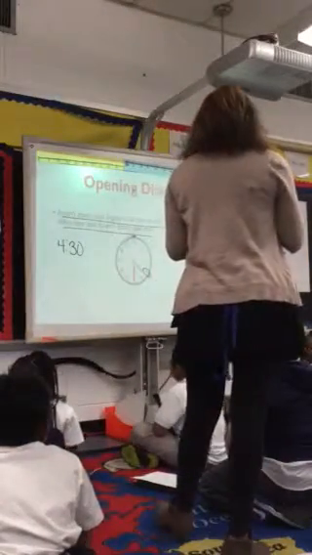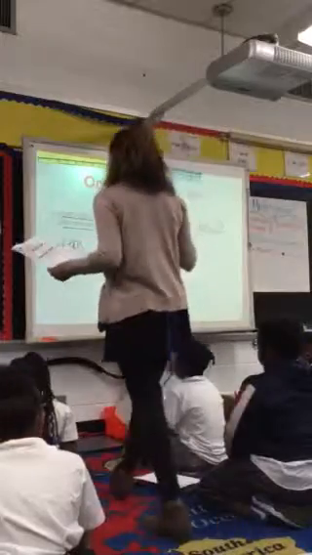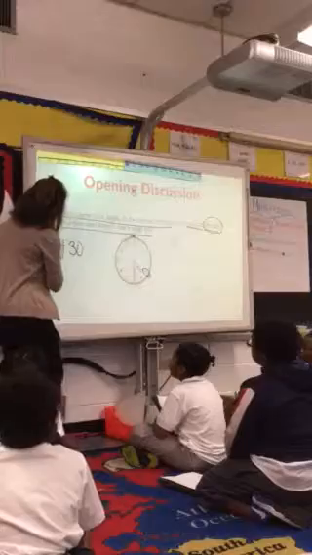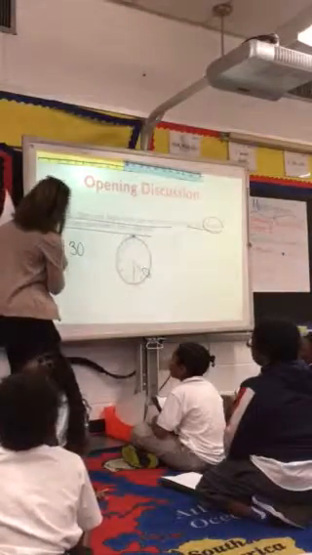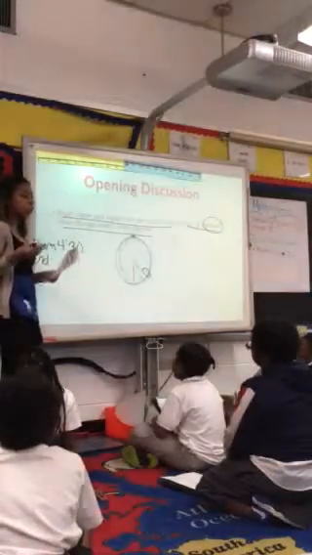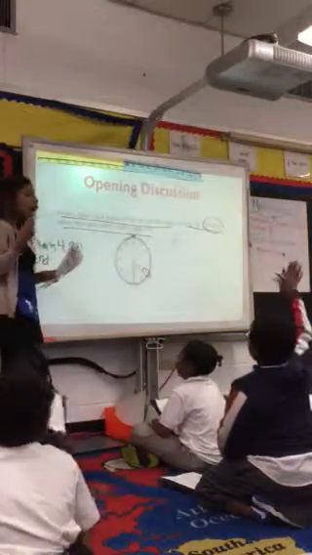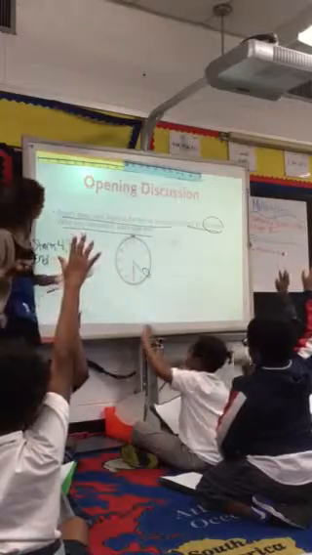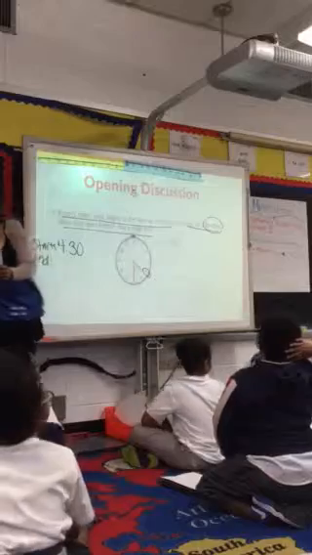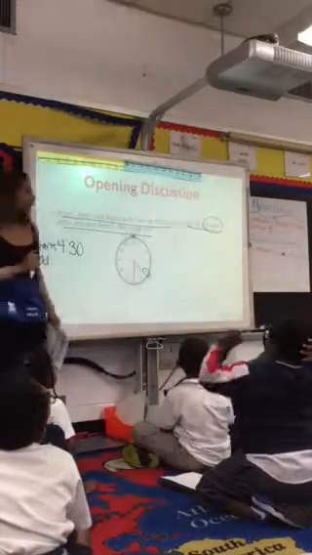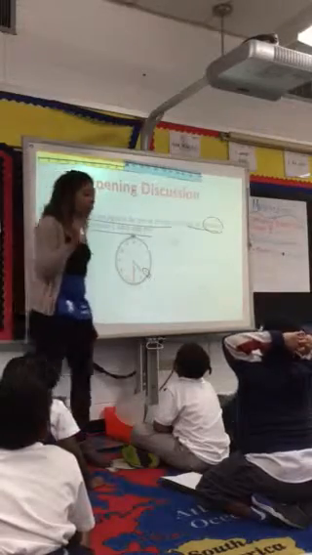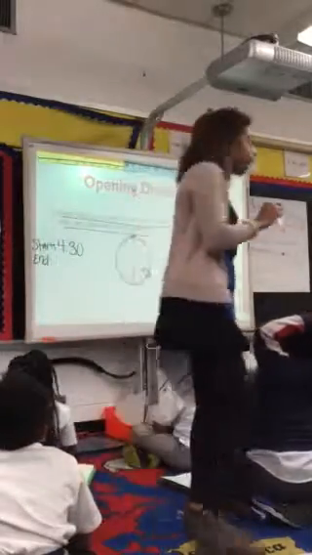But we need to figure out what time her dance class ends. So dance class starts at 4:30. We have to figure out when it ends. A scholar with a college round hand, how long does her dance class last? How long does Amari's dance class last? Tracking Chloe. How long, class? 20 minutes.